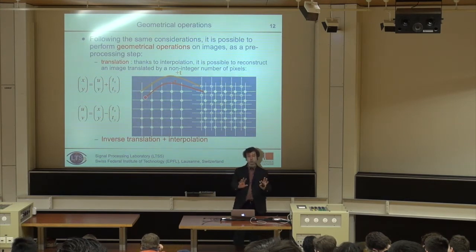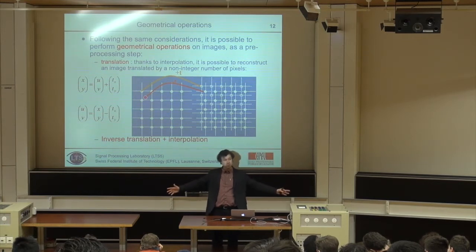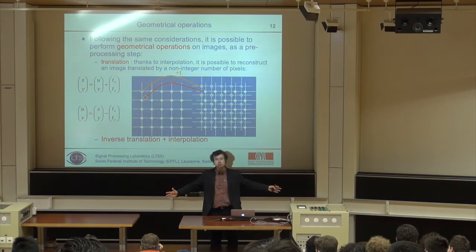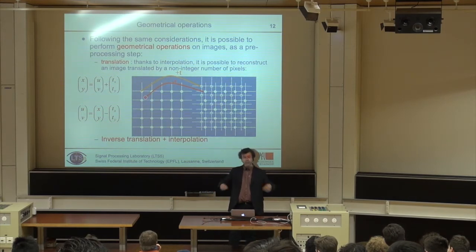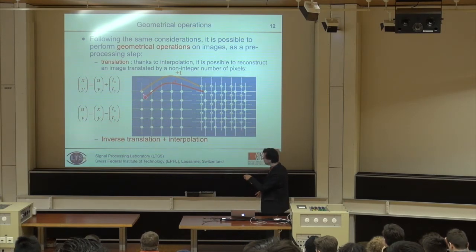How many neighbors? You choose. If you want to do a very good estimation of the translated image, you take a lot of neighbors, ideally an infinity, otherwise a lot of them, and you interpolate by something that looks like the interpolation kernel, the sinc. And then you get the value here, and you place it there, and you do that for everyone.